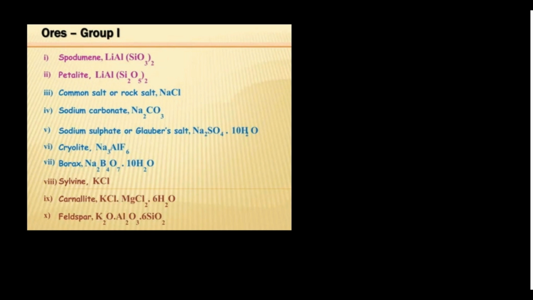And then feldspar, which is very common and is again a source of potassium; it is potassium oxide and aluminum oxide silicate. It is a double salt. So the ninth one, carnallite, and the tenth one, feldspar, are double salts. Remaining all are single salts. So this is the occurrence, and you should remember the formula and name of these ores of the group 1 metals or the alkali metals.